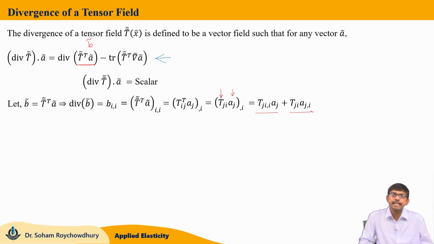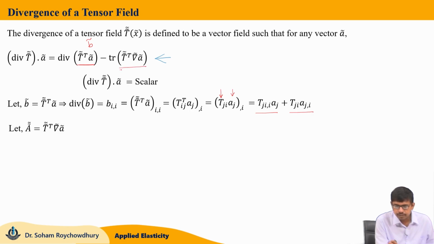Now, coming to the second term, which is trace of T transpose grad of A. This one is defined to be a second order tensor. T transpose is a second order tensor, gradient of the vector A is another second order tensor, and the product of these two second order tensors is defined to be a new tensor, capital A.